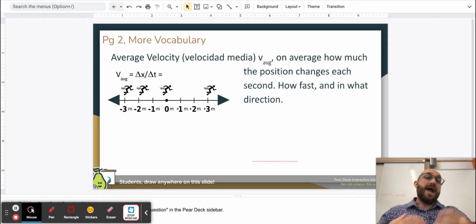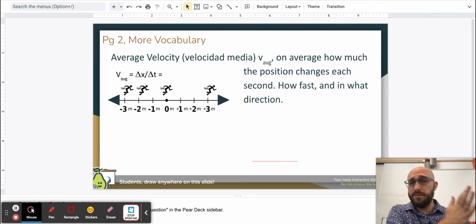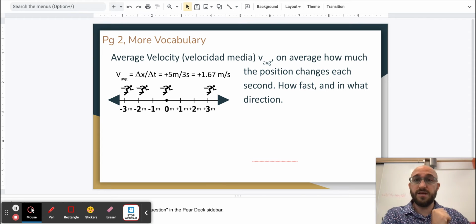On average, how much does the position change each second? So to do this, you just look at how far you went and you divide it by the total change in time. You don't actually care about how fast you're going at any point. You just care about beginning to end. How long did it take you?